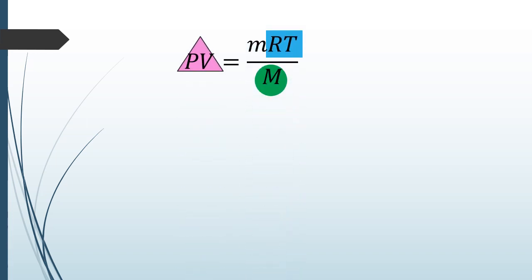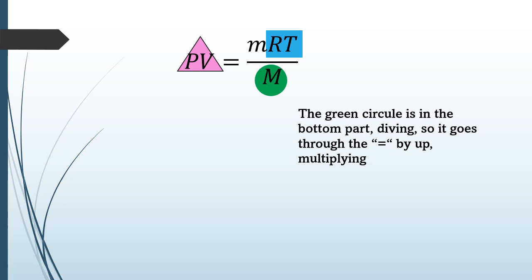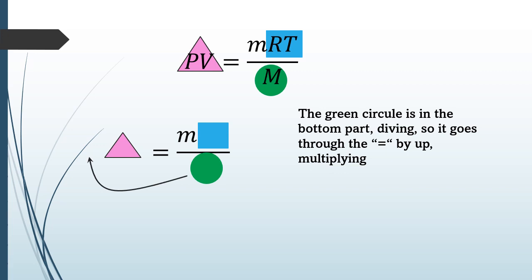Now that we have identified the terms as if they were images, it's easier to move them. For example, the green circle is in the bottom part of the M, the variable that we want to solve, and is dividing, so it moves to the other side by multiplying, or to the top side. You can see in the image how the green circle moves to the other side. Now, we already have only the M variable and the blue square.